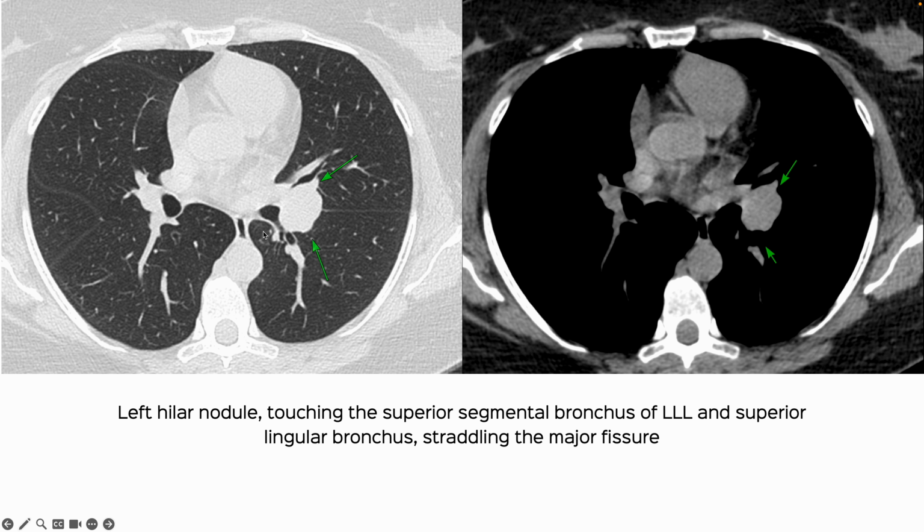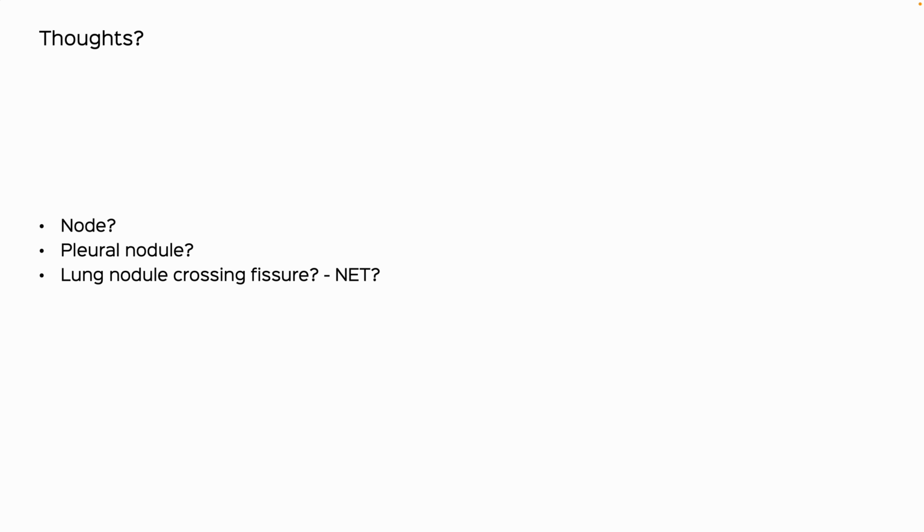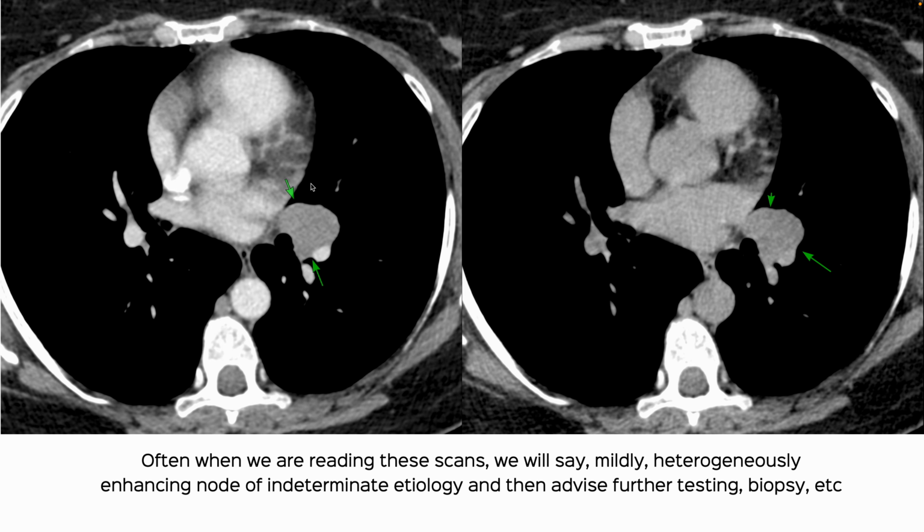That's the lesion here. It's straddling the major fissure, indenting the superior segmental bronchus of the left lower lobe and the superior lingular bronchus. So the question will be, what do you think it is? It could be a lymph node. We're looking for stigmata of TB. Is it a medial pleural or a fissural nodule? Is it a lung nodule crossing the fissure? In which case, is it a neuroendocrine tumor? Classic case, classic age and presentation.